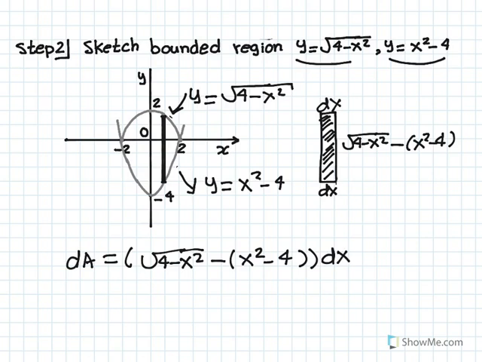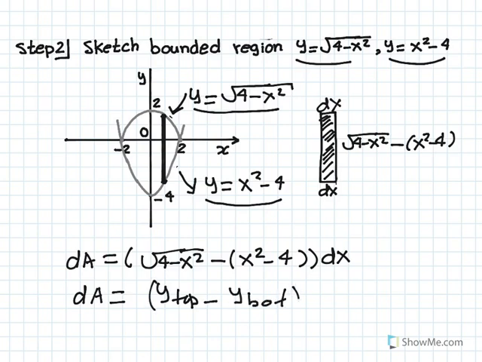So notice the top point of contact right here is with y equals root of 4 minus x squared. The bottom point of contact of the rectangular element is y equals x squared minus 4. And so always you have to do top minus bottom, more minus less. So dA is equal to y top minus y bottom, dx. And this ensures that the area comes out as a positive quantity because you're basically adding up these rectangular differential areas that have positive values.